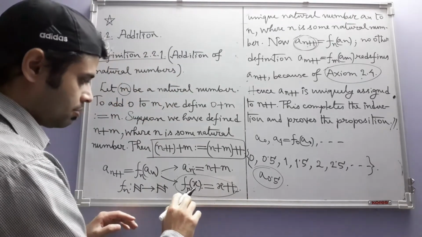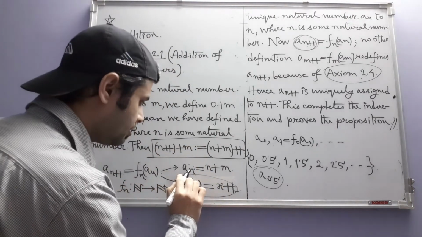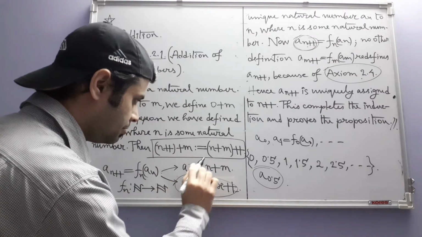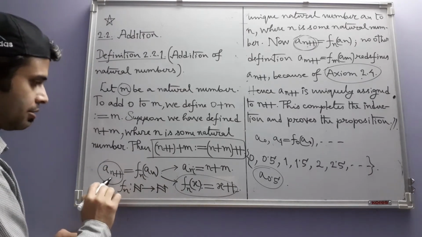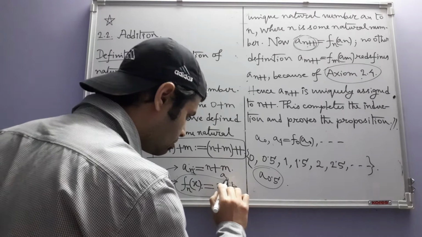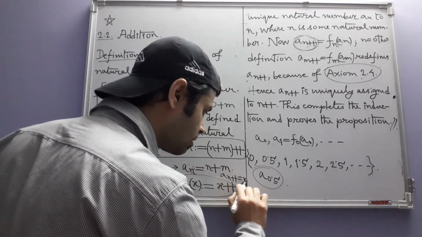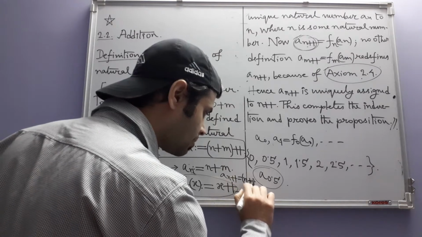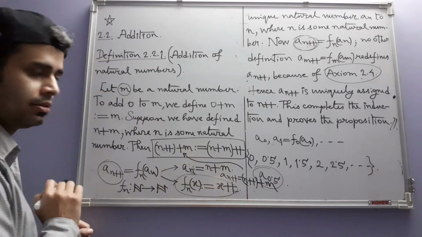So, do we really get this from here? If I write, you can see here, what is a_{n++}? If I use this formula, a_{n++} is, in place of n, I have to use n++. a_{n++} is n++ + m. This is the left hand side.